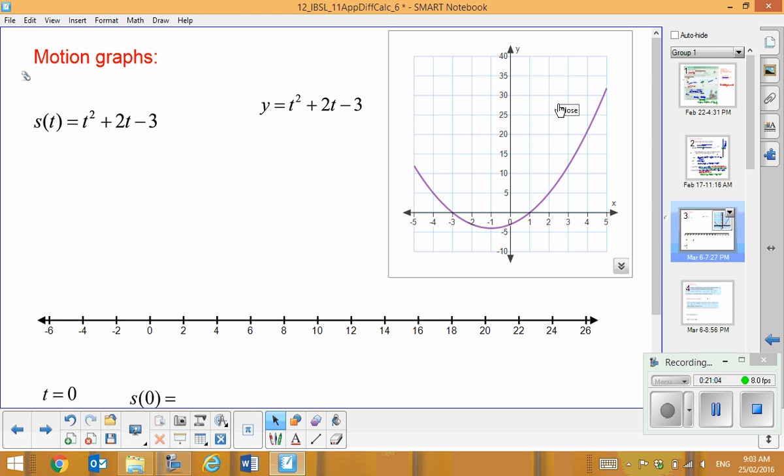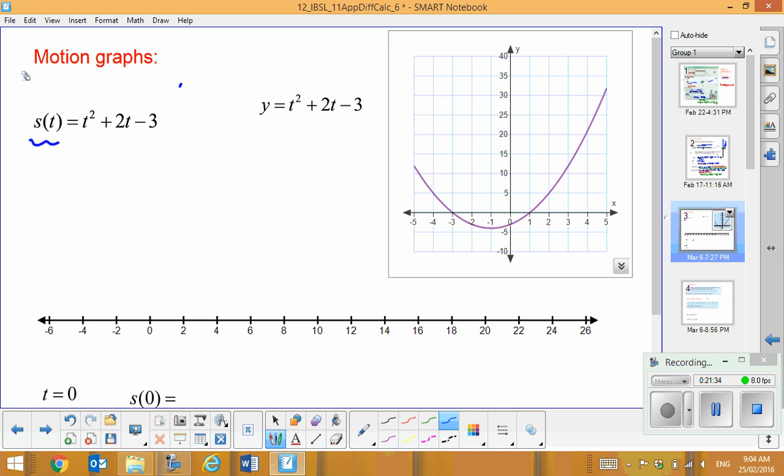Our displacement function here is S of t equals t squared plus 2t minus 3. So I'll graph that over here. What are our domain restrictions? It's greater than 0. Domain is our input. Remember? t is greater than or equal to 0.